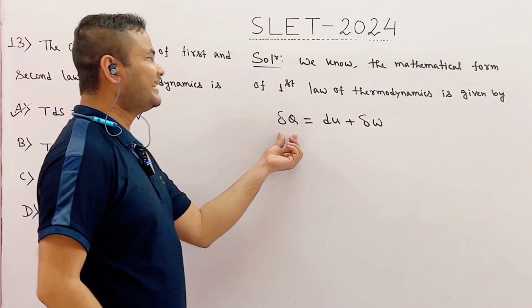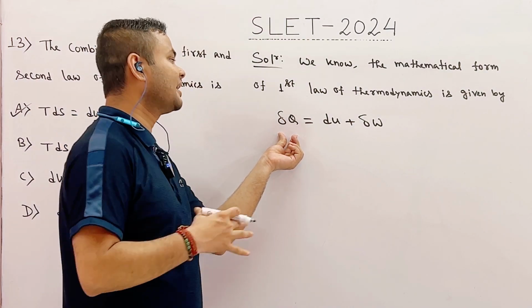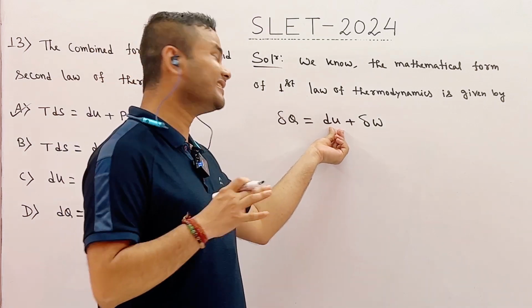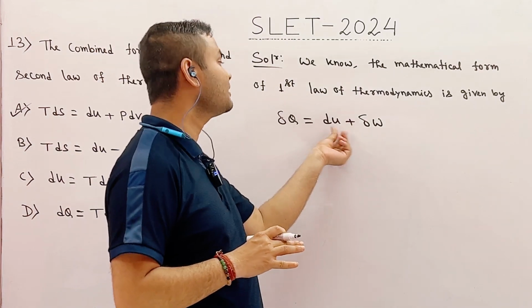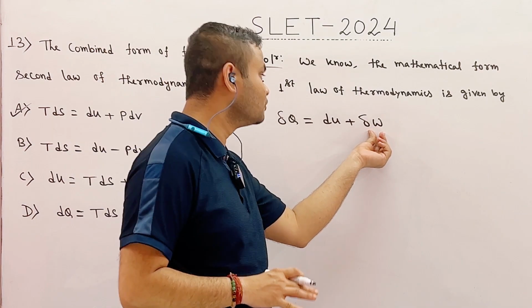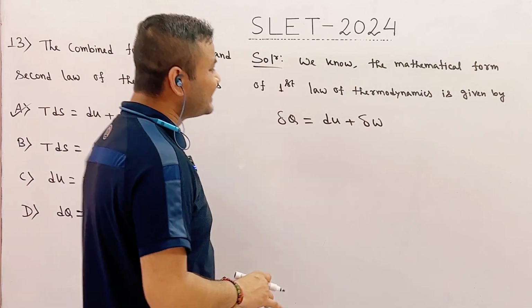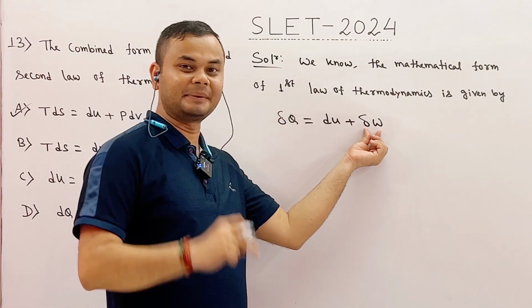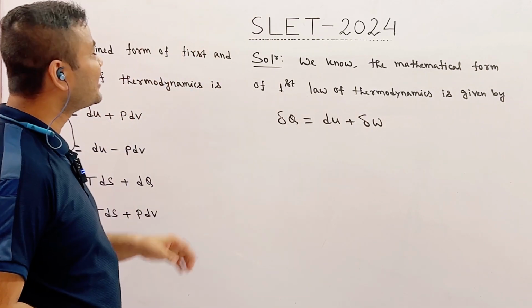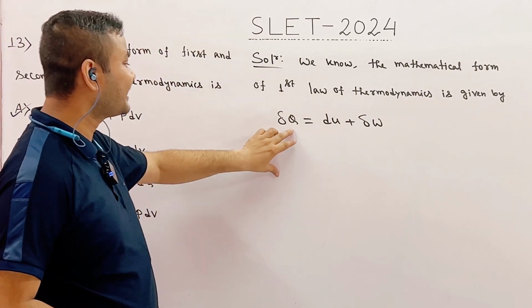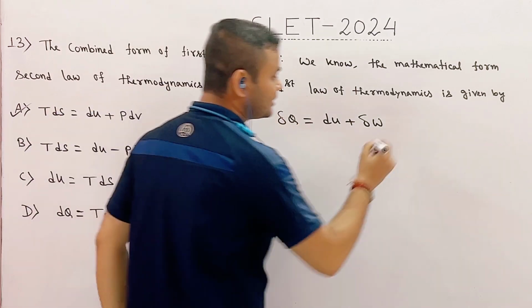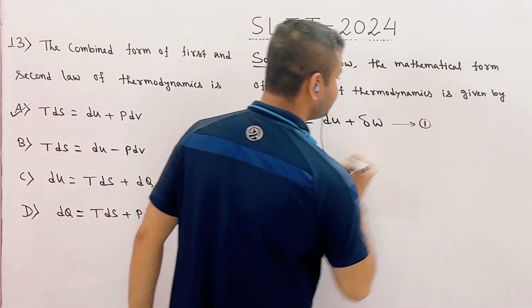That means when a certain amount of heat is supplied to a system, then some amount of heat is used to increase the internal energy of the system, and the remaining heat is used to do the work. In case of gas expansion, the work done by the system is given by P dV, and according to second law of thermodynamics, delta Q is equal to T dS. First, let me write these points. Suppose this is equation number 1.